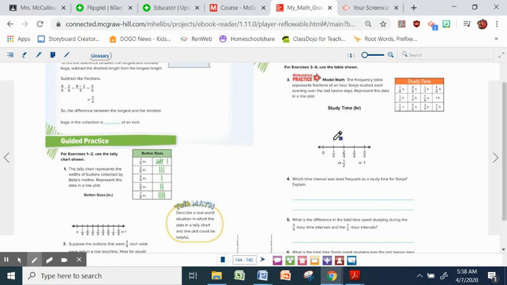So how many times did 1/4 occur? How many times did Sonja study 1/4 of an hour? I'm going to go to my frequency table and count how many times she studied 1/4 of an hour. I have one, two, three, and four. So she studied 4 times. I'm going to put 4 x's: 1, 2, 3, 4. So what about 2/4 of an hour, or 1/2 of an hour? Let's count: 1, 2, 3, 4. So she also studied 4 times.